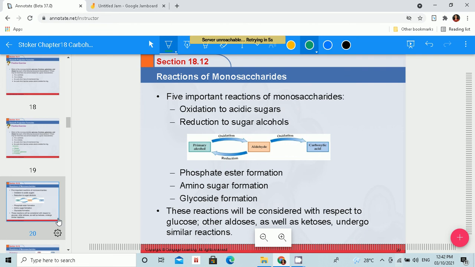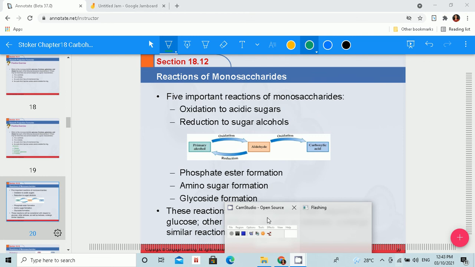Now let's go. We have reactions of monosaccharides. We have five important reactions of monosaccharides. We have oxidation to acidic sugars. Okay, now let's stop here.